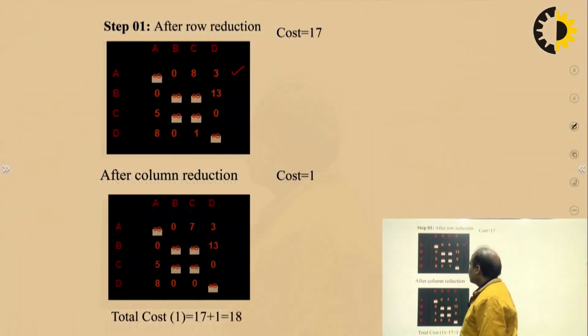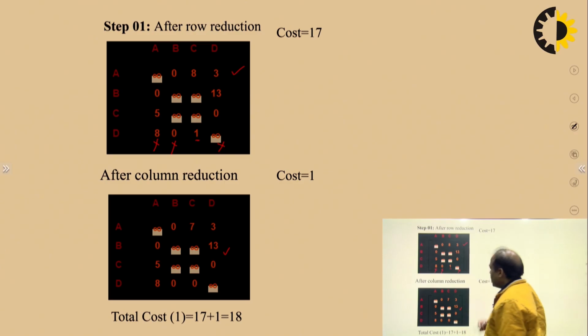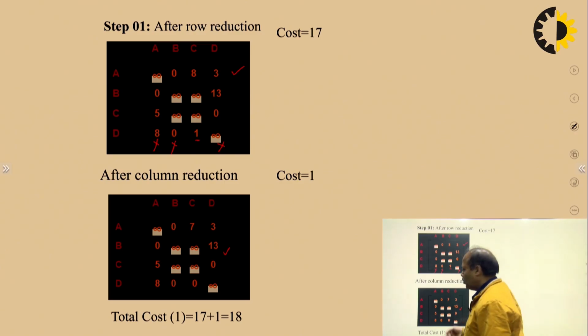After row reduction, we enter the column reduction. Here there is a 0 in this column, so it cannot be reduced. Similarly, this cannot be reduced, but this one can be reduced, because it does not have a 0. If you reduce column C, this is the final matrix. This is the initial matrix which we are going to start with. You see here the column reduction was 1.